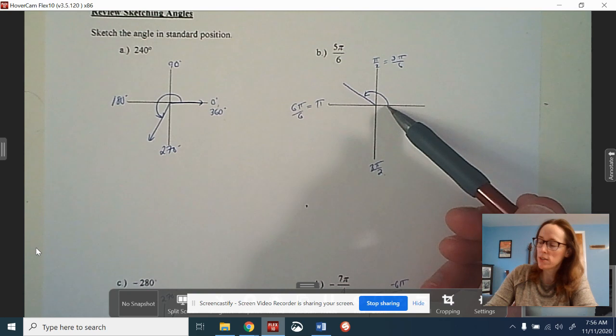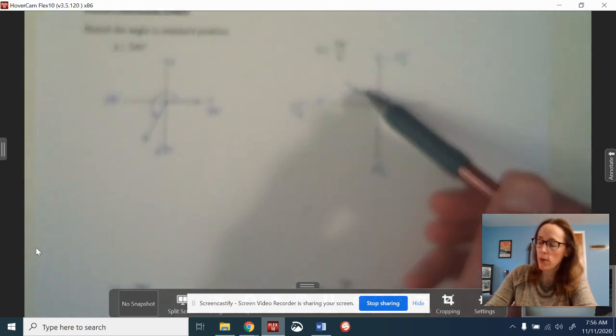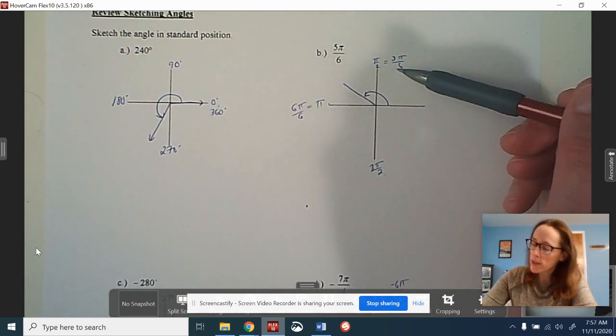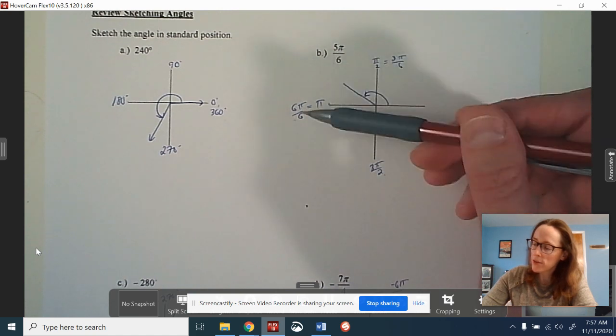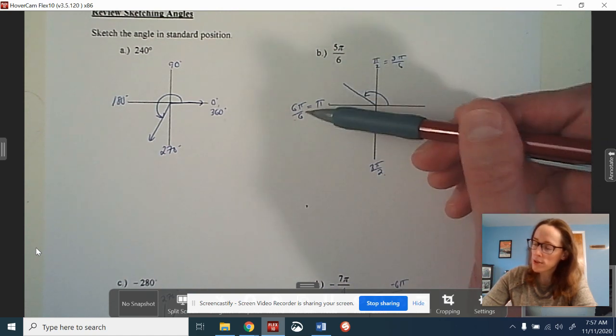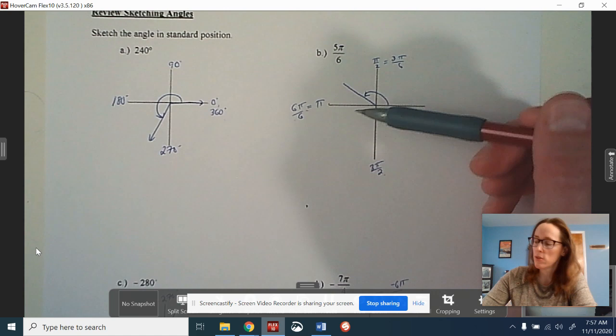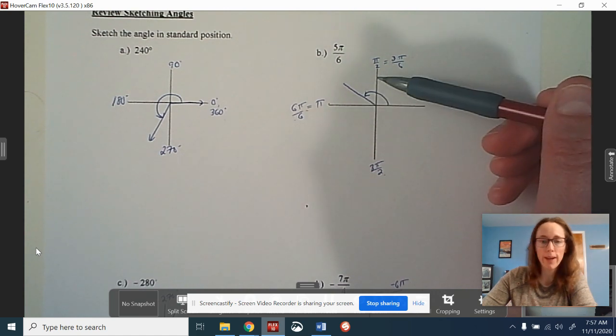Since we're going in the positive direction, we go up, which is counterclockwise. I changed my denominator to 6, and I saw that 5 pi over 6 would be in quadrant 2, closer to 6 pi over 6 than it is to 3 pi over 6. So you should be closer to the x-axis than you are to the y-axis.